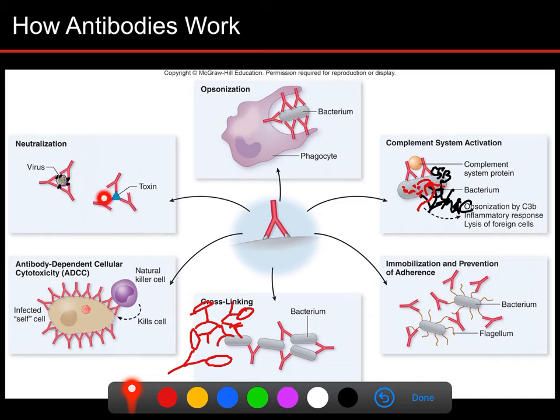If the toxin is bound to these big antibodies hanging off of it, then basically it can't interact with your receptors, and so it becomes functionally useless. The toxin's still floating around in your blood, but it can't do its toxin thing because it can't actually bind to your cells, so it is neutralized.